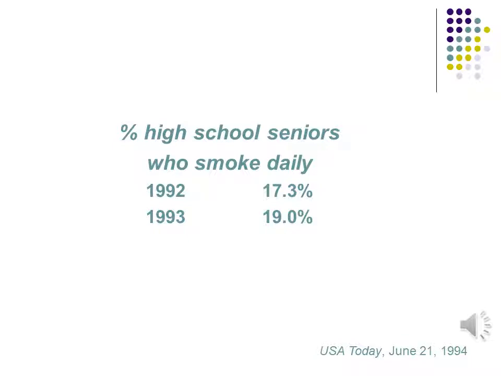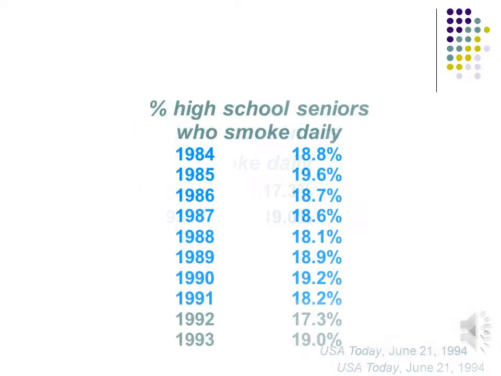Now take a look at the data a slightly different way. You've got 92 and 93 at the bottom, 17.3 and 19. But now if you look over the previous several years, you see that the number has been bouncing around between 18.1 and 19.6 or so, up and down. And now the change between 92 and 93 all of a sudden doesn't look as significant.